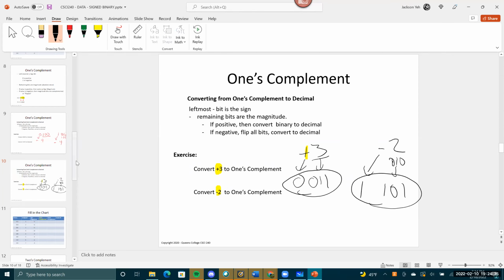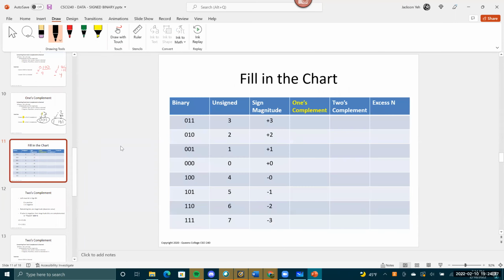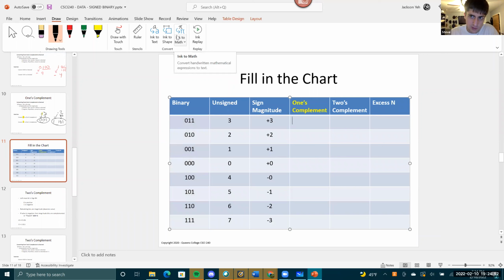Okay, so if there are no questions, then I want you to spend a minute or two and fill out this column now, one's complement. Assuming that these binary numbers are encoded in one's complement, what is the value stored if one's complement was used? Professor, I have a question. Yes. Why is it called one's complement?